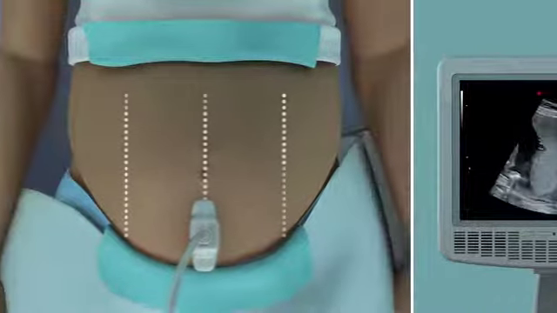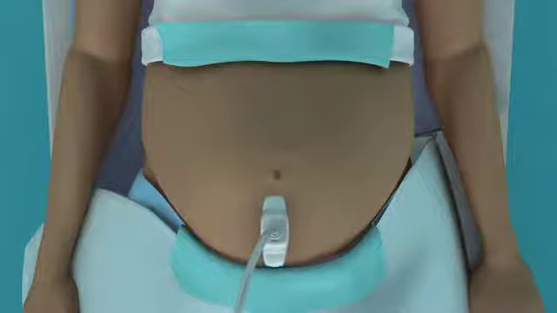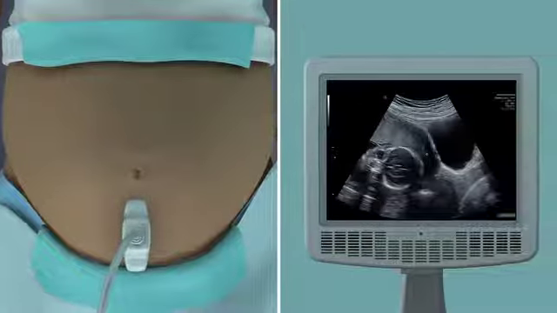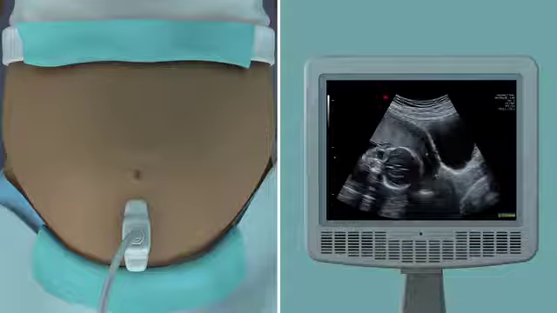Slide the probe into the midline and, using small movements, locate the leading edge of the placenta in relation to the internal os. Here you can see a low-lying anterior placenta.